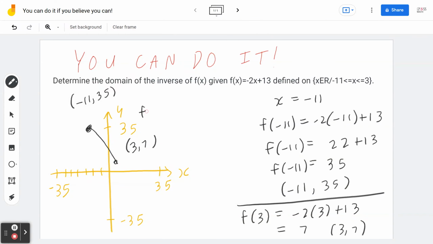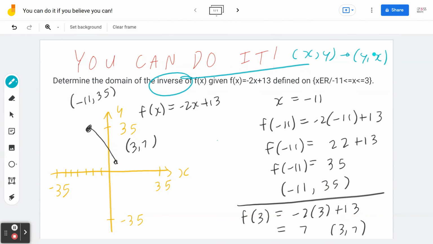And this is basically, again, that original function, negative 2x plus 13, except I'm focusing between x is negative 11 and 3 inclusive. So if I take a different color now and I find the inverse, again, remember, inverse means you swap x and y. So xy becomes yx. So now negative 11, 35 becomes 35, negative 11, which could be somewhere here. So let me label this 35, negative 11. 3, 7 becomes 7, 3, which could be, roughly speaking, somewhere there.